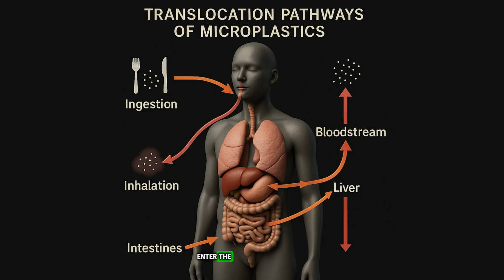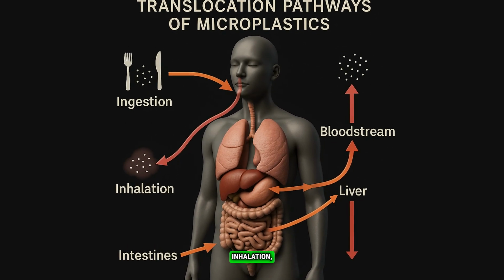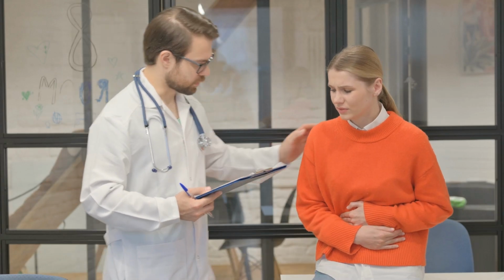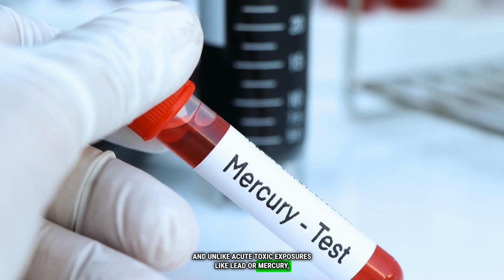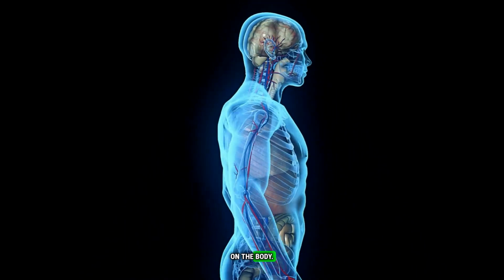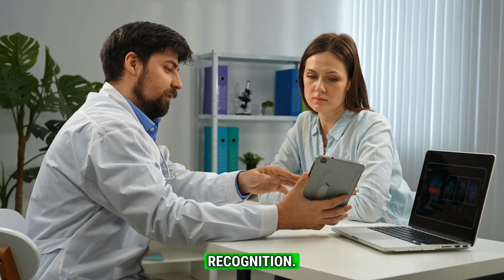As we covered in Module 3, microplastics can enter the human body through ingestion, inhalation, or even through the skin. But the real challenge for clinicians is identifying how these exposures show up in the form of patient complaints, symptoms, and laboratory abnormalities. And unlike acute toxic exposures like lead or mercury, microplastics produce a slow, insidious burden on the body. Their effects are often non-specific and diffuse, so the key is pattern recognition.